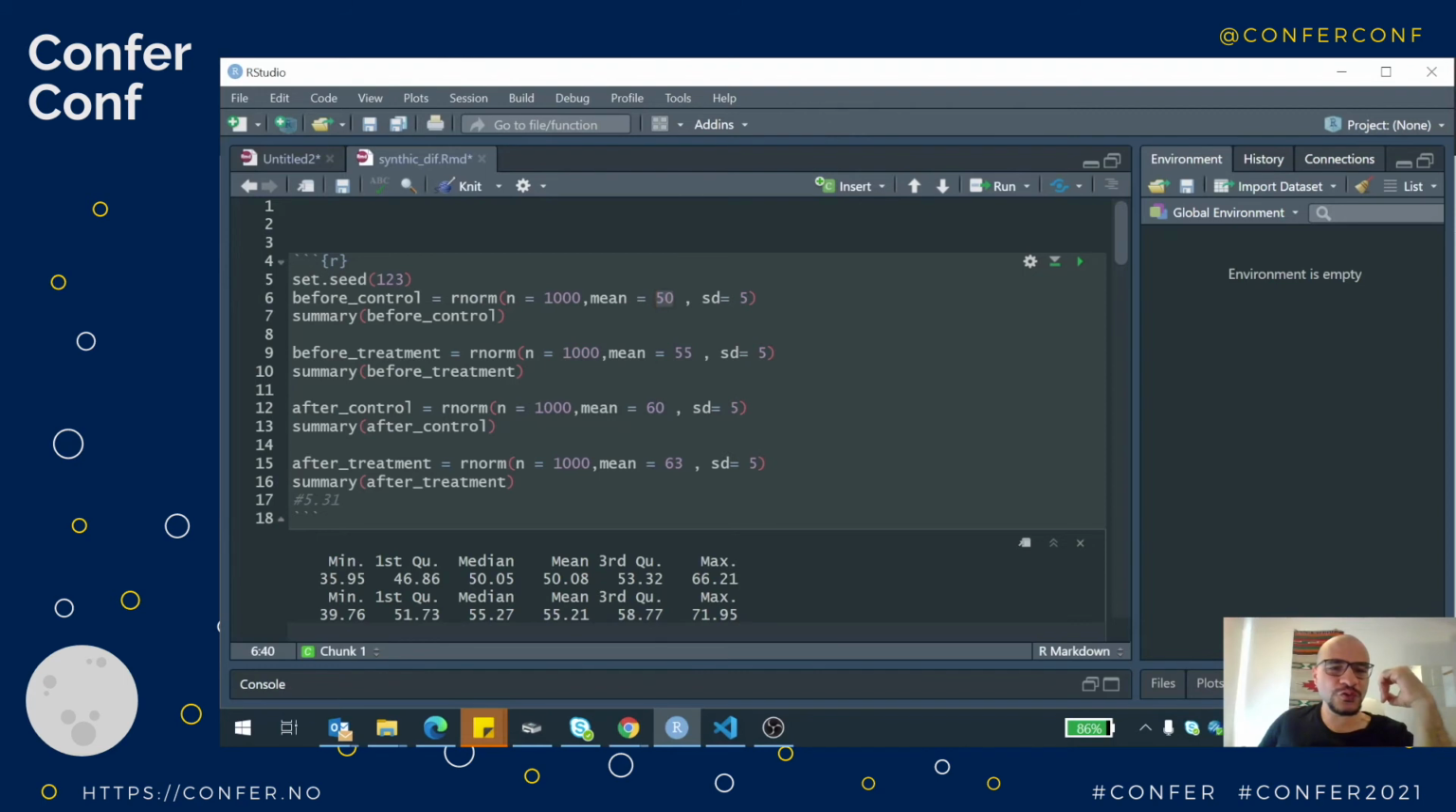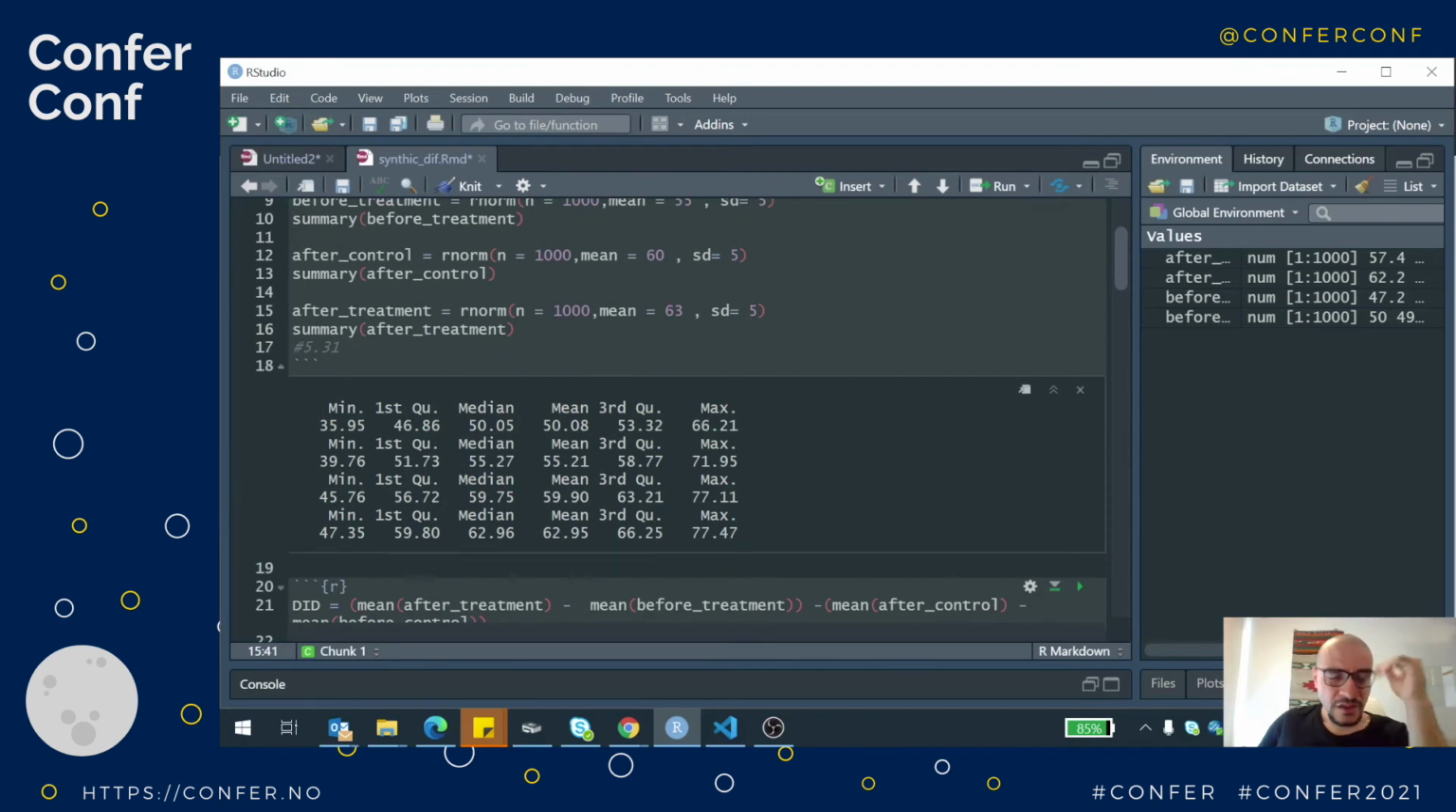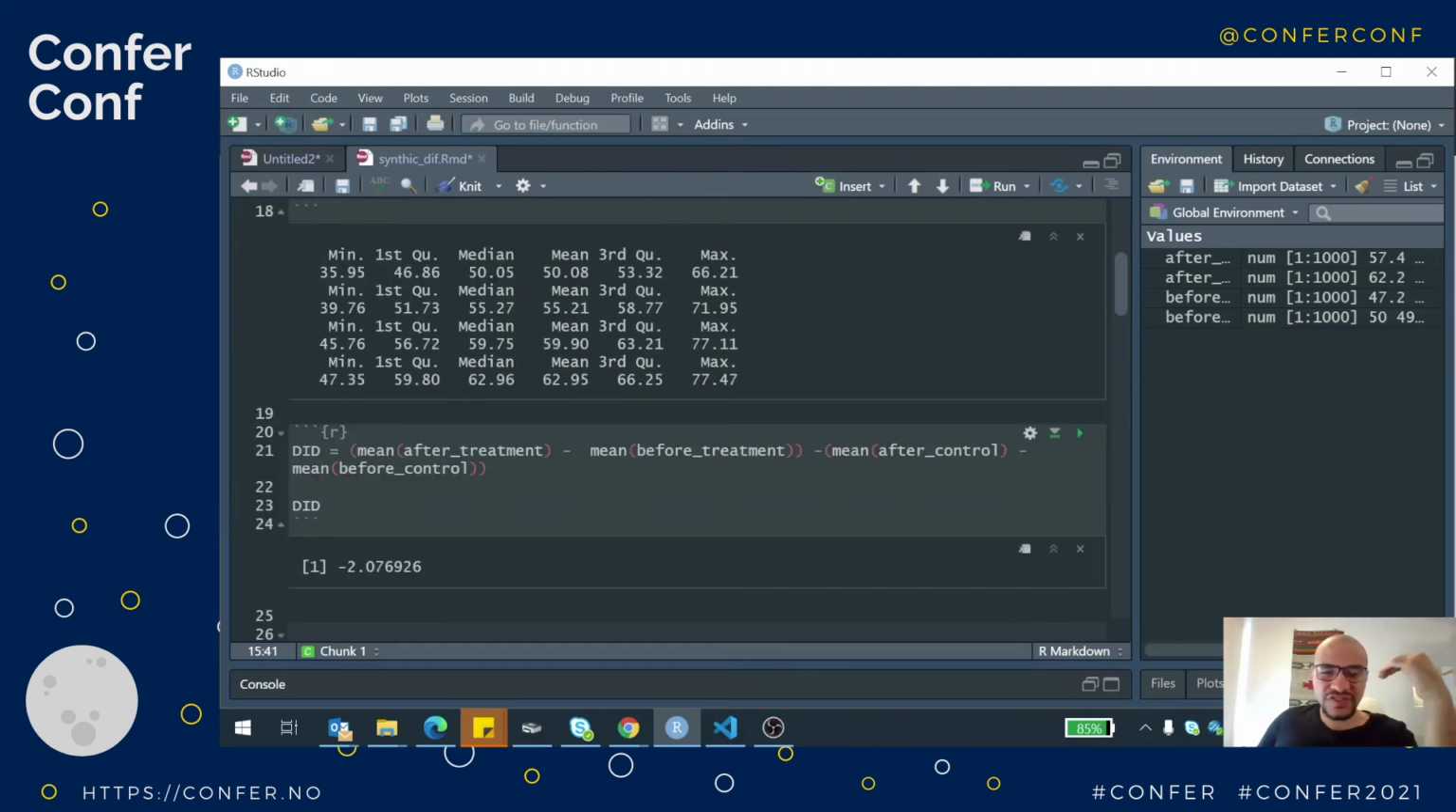After the intervention, the control group has an average of 60. However, after the intervention, the treatment group, which is the group that takes the treatment, has an average of 63. I'm just running this, and when I check the means, they are almost the same as this random generating process. So if we do the simple difference in differences mathematics, I calculate the difference between after and before for the control group, and after and before for the treatment group, and the difference between these two numbers. It gives me minus 2.